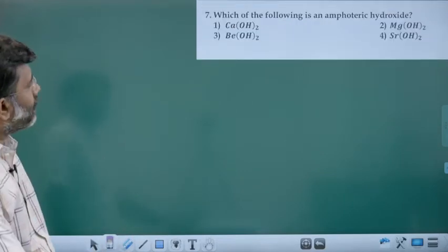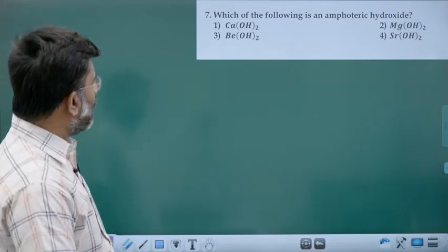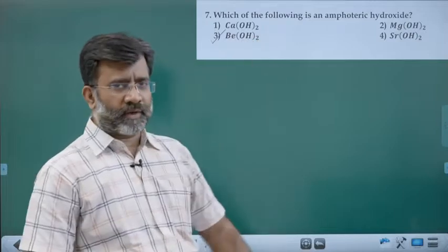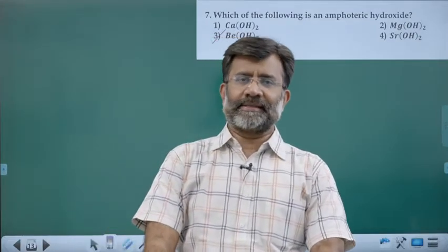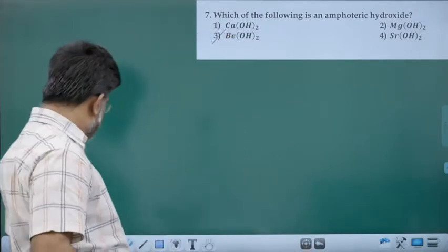Next one. Amphoteric hydroxide. Why is there a doubt? No doubt required. Beryllium hydroxide. Beryllium oxide is amphoteric in nature. Okay. Next.